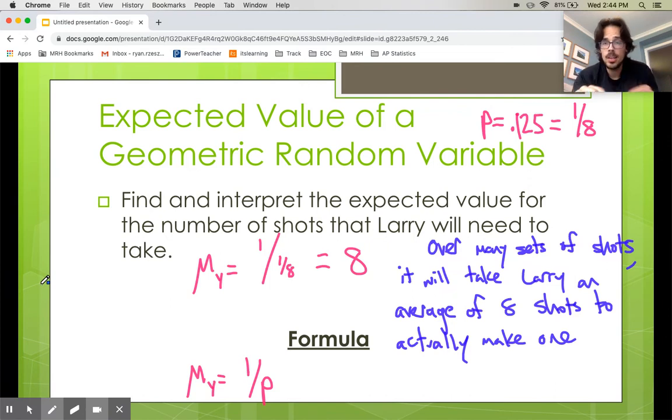Again, I want to emphasize, people will just say over many shots because that's what we're used to doing. But in the geometric sense, a trial or one go is until he makes it. So it's over many sets of shots until he makes one that you're worried about in this problem. So that would be a good interpretation of this.